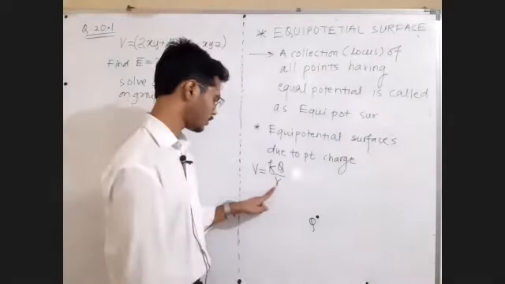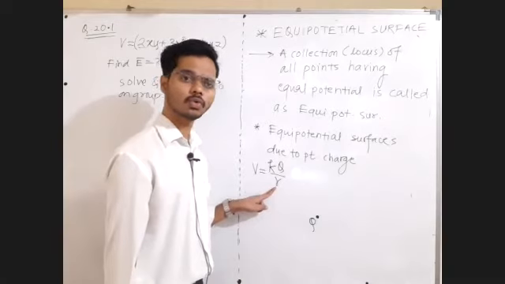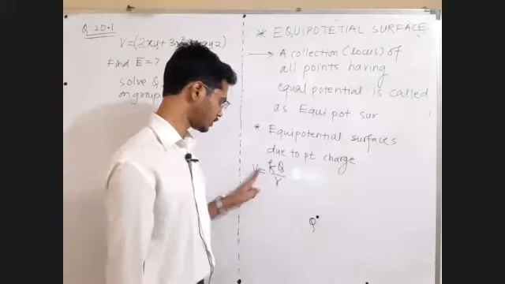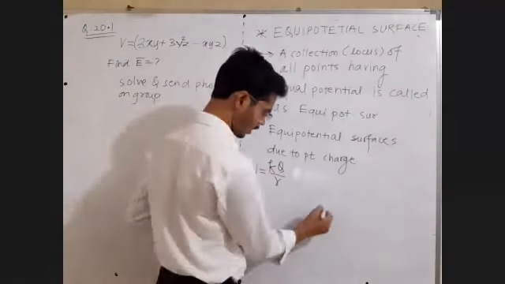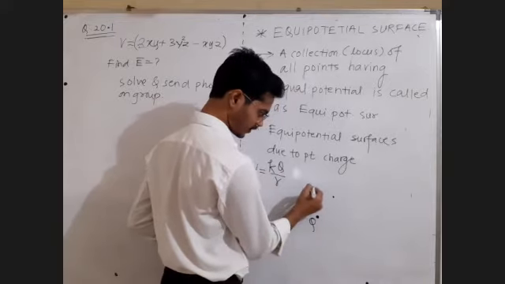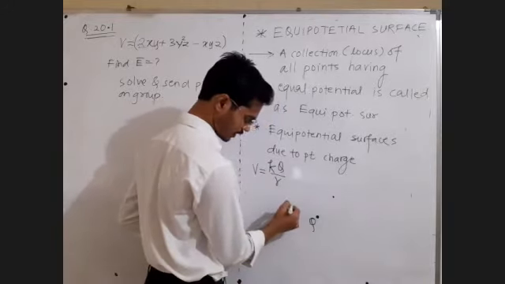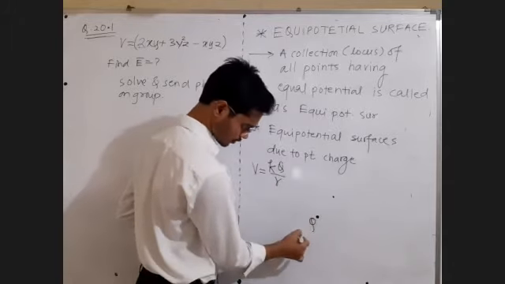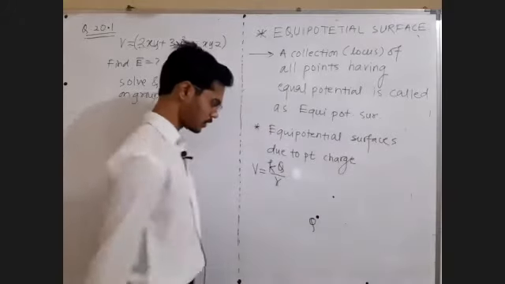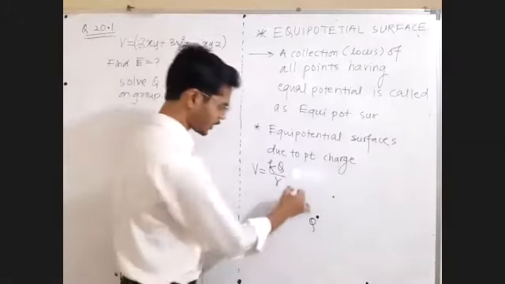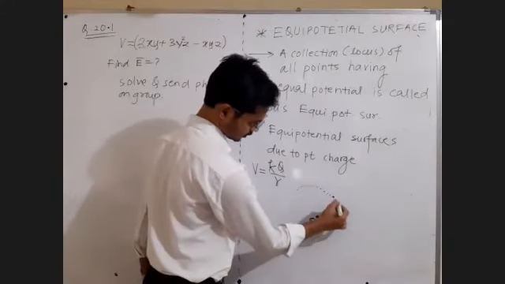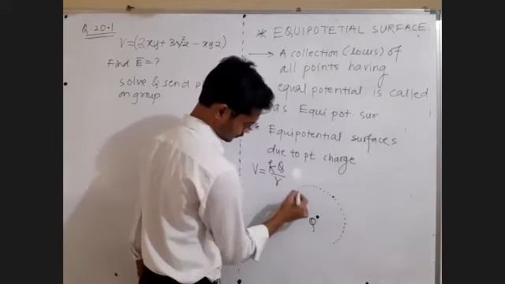Let's say distance equal to 1 meter. For r equal to 1, potential will be k into Q, kQ upon 1, at all these points. Now I will get one surface of all points having potential equal to kQ upon 1. Reply in the chat box, what will be the shape of this surface?